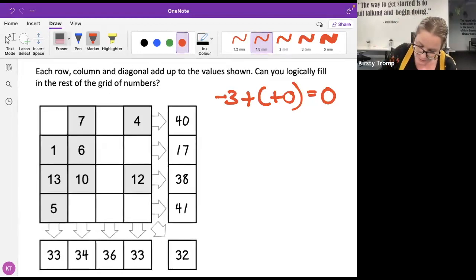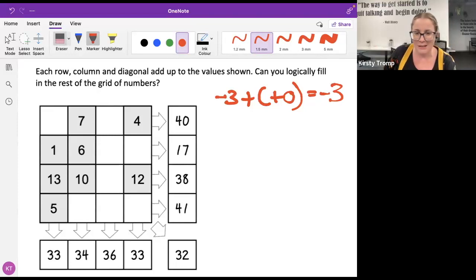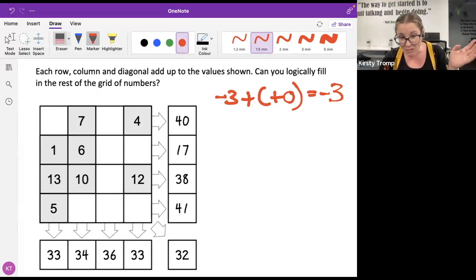It's going to be -3. Good. It's not going to lose its sign. It's still going to stay -3 because all you're doing is saying plus 0. Are you changing the number at all? No. Okay, you're just saying plus 0. Okay, sure. Thank you, ma'am. Does it make sense? Yes, ma'am.